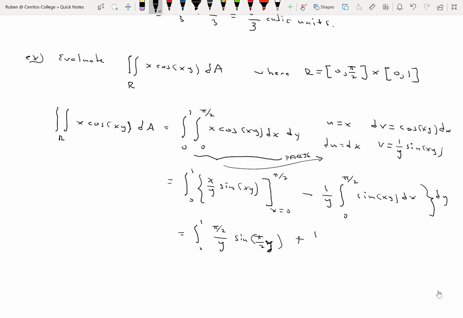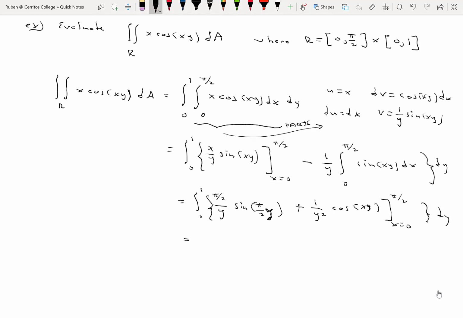So it's plus 1 over y squared, the 1 over y that was already there, then another 1 over y from our integral, the integral of sine, negative cosine of xy, as x varies between 0 and pi over 2, then this result is integrated with respect to y. Okay, so one more step here. Integral from 0 to 1 of pi over 2 over y times the sine of pi over 2y. And substituting x equals pi over 2 into the second term there, I have 1 over y squared cosine pi over 2y.